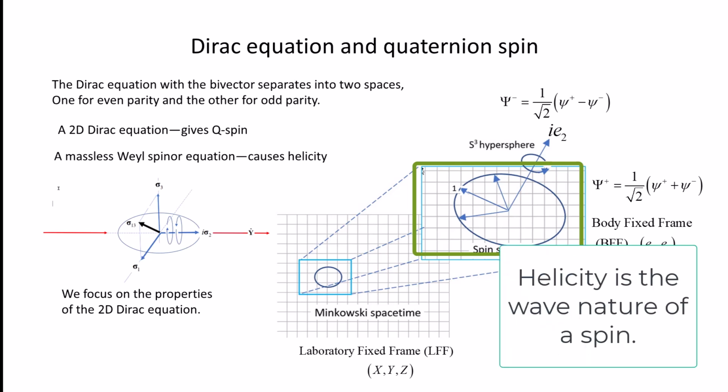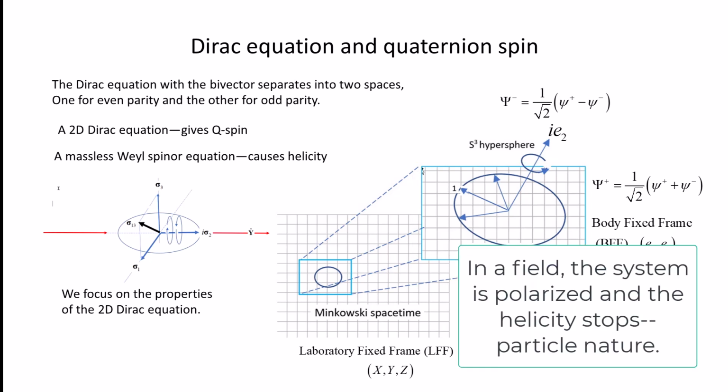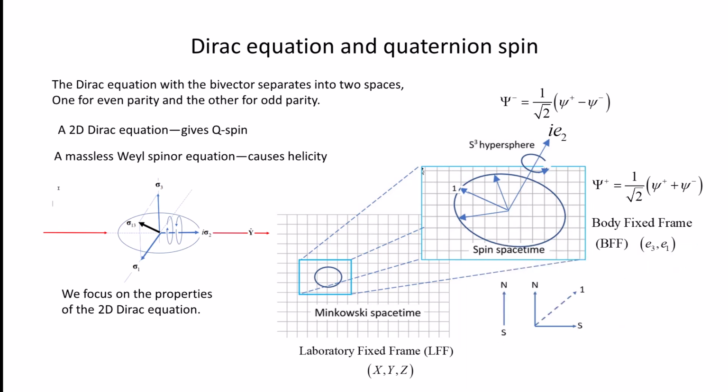That is its wave nature. In free flight, there is no polarization. In a field, the helicity stops and the polarization is manifest. That is its particle nature.